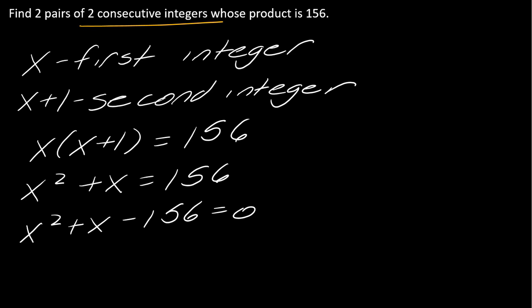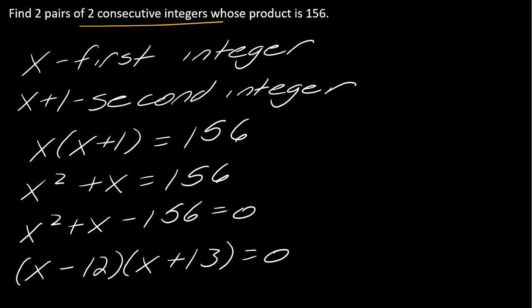Now, you might have to play around with this a little bit to figure out how to factor this, but this does factor as x minus, let's see, x minus 12 and x plus 13 equals 0. And so then I get two solutions, x equals 12 and x equals -13.